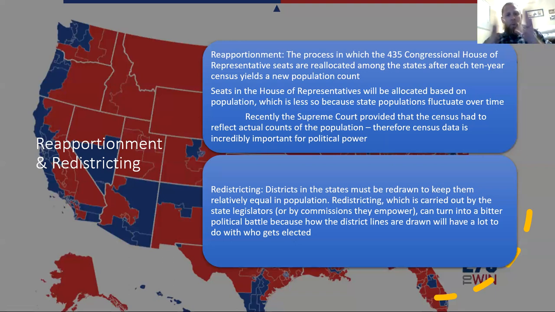But regardless, whether you're adding or subtracting or staying the same, but your population still has grown or shrunk, the reapportionment is taken of the total number of people in the population of your state and then divided by the number of seats that you'll have for the next decade. So seats in the House will be allocated based on that population. Recently, the Supreme Court has provided that the census had to reflect the actual counts of the population. It made it even more specific than states have been kind of fudging it for a few decades. So therefore, census data is that much more important to political power.